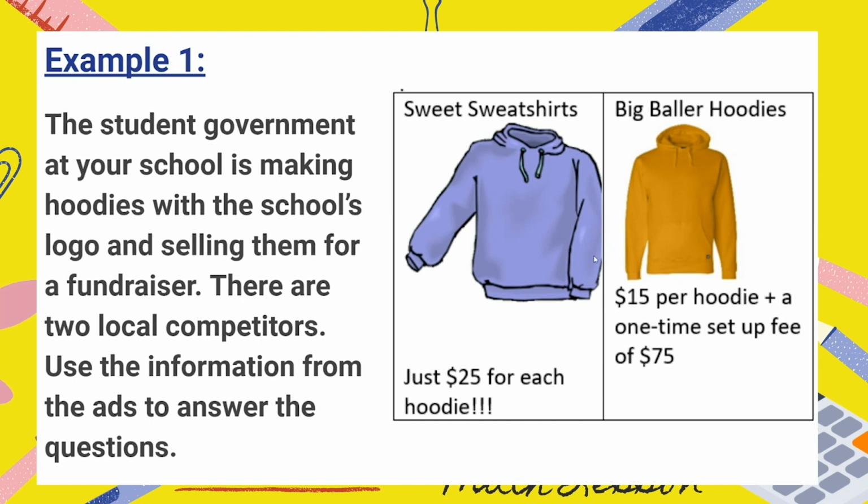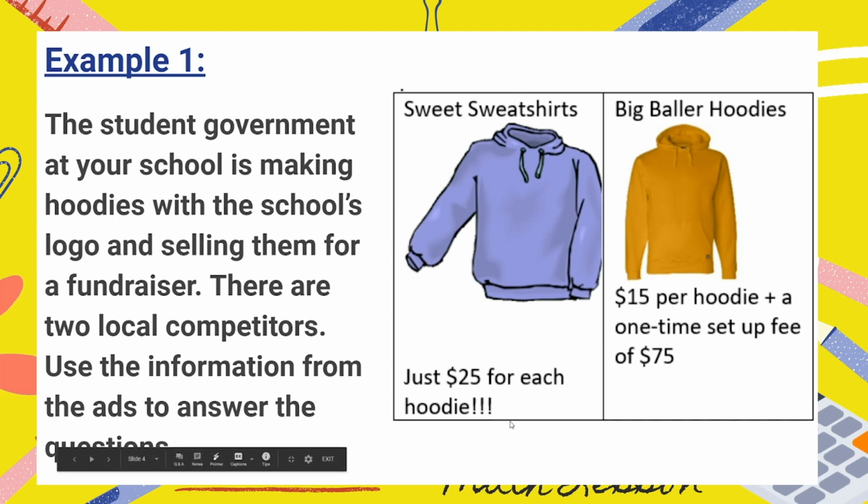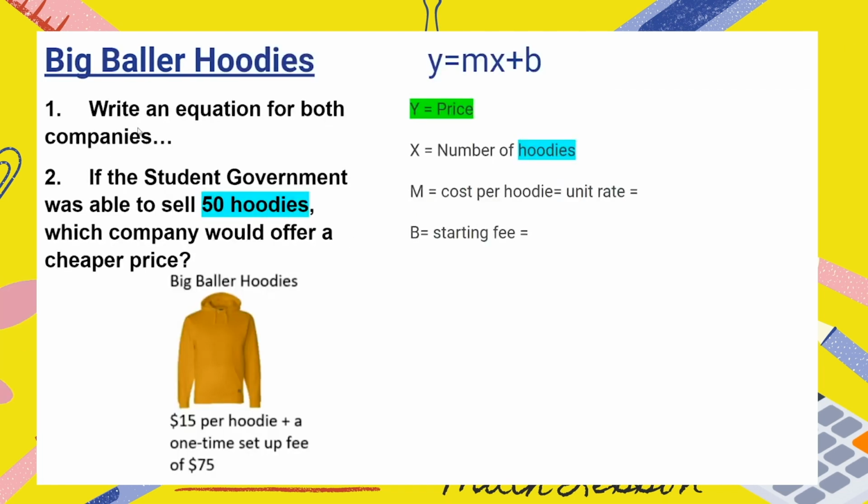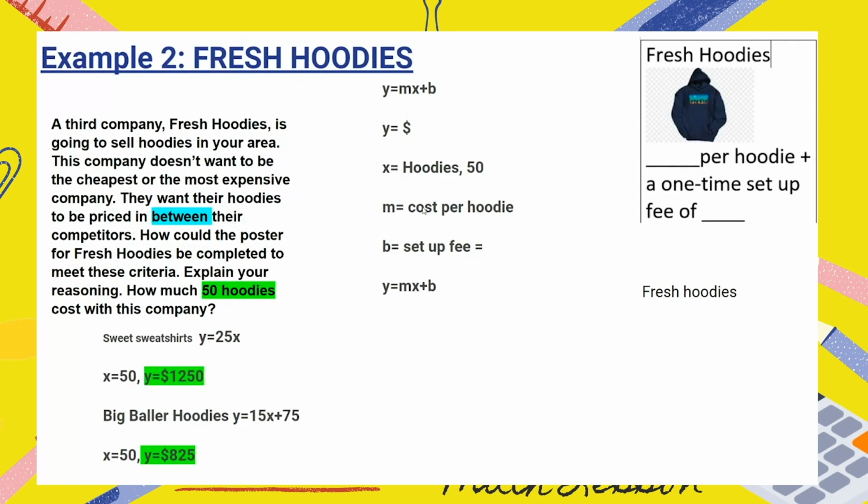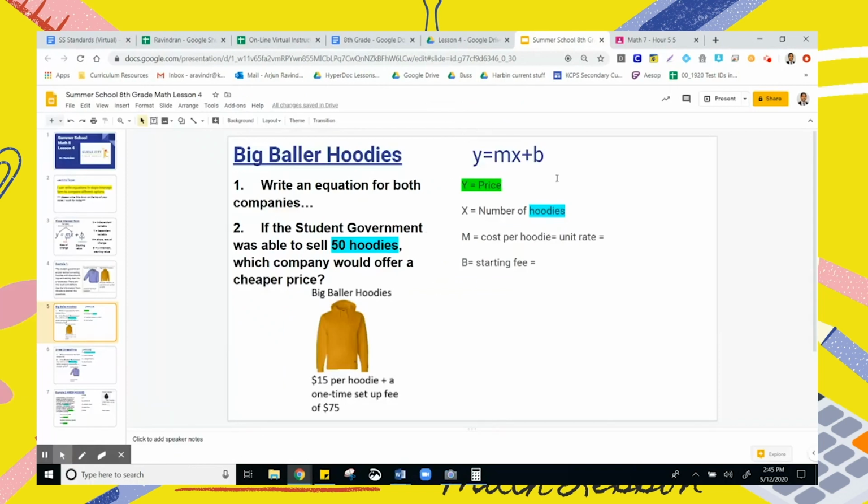So we have two different companies. One charges $25, one charges $15. One has a setup fee of $75. One has no setup fee at all. So let's get into it by looking first at Big Baller Hoodies. Write an equation for both companies. If the student government was able to sell 50 hoodies, which company would offer a cheaper price? So let's start by looking at Big Baller.